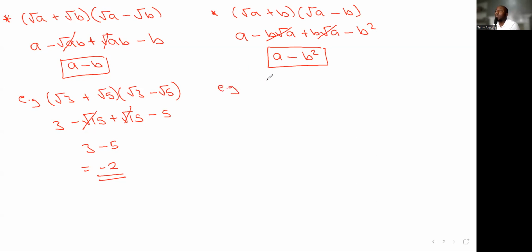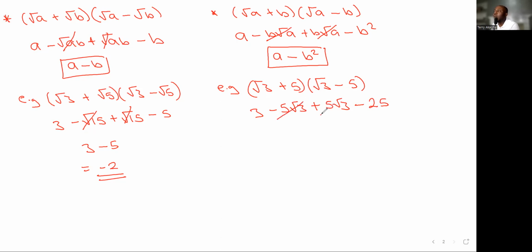So if you look at this one, let's say we have square root of 3 plus 5, okay? Now, multiply by the conjugate, which will be square root of 3 minus what? 5. Now, root 3 times root 3 is going to give us what? 3. Root 3 times minus 5 will give you minus 5 root 3. 5 times root 3 will give you plus 5 root 3. Plus 5 times minus 5 will give you minus what? 25.